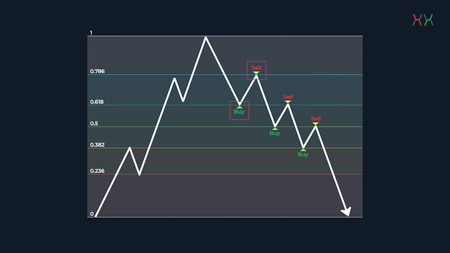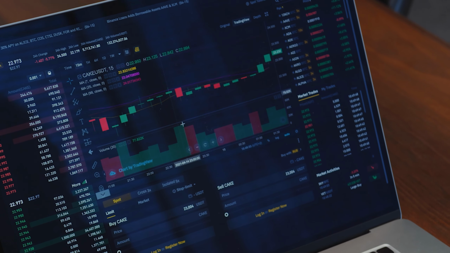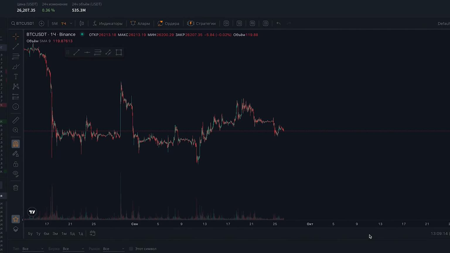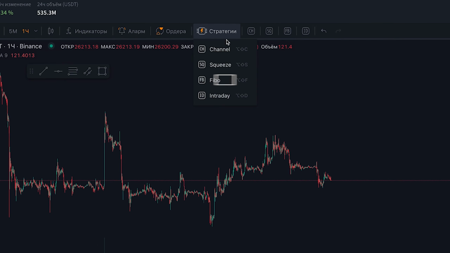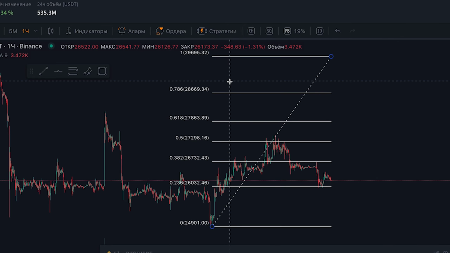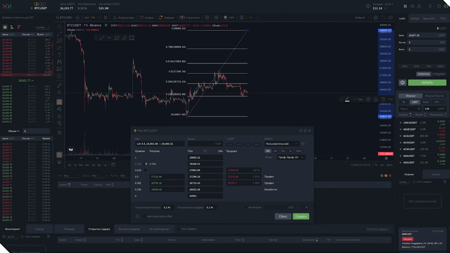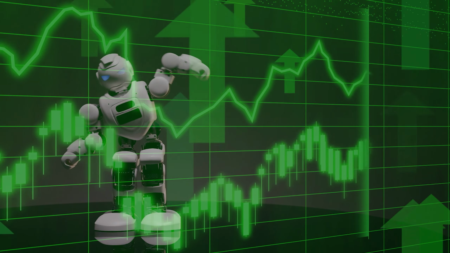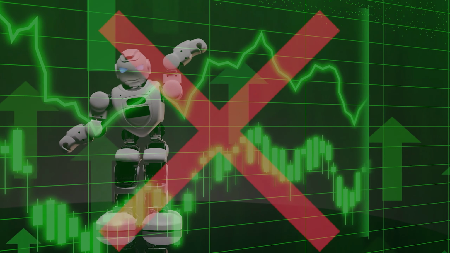Surely we won't be placing manual buy orders at every level and then selling manually. That would be time-consuming and inefficient. Our platform solves this problem. We offer a strategy called FIBO. It automatically places buy and sell orders, and it doesn't reserve funds in advance, only when the price approaches the levels you've selected. That's what sets our trading strategies apart from traditional bots.